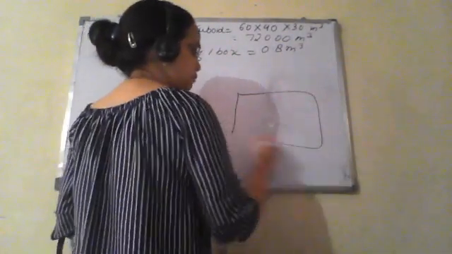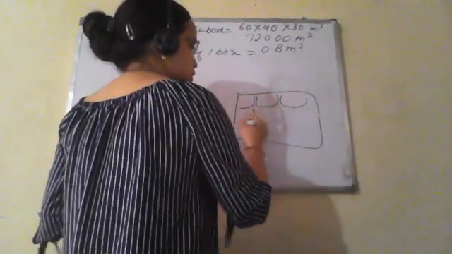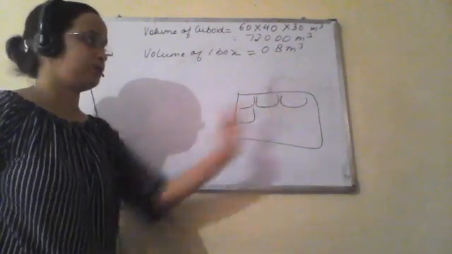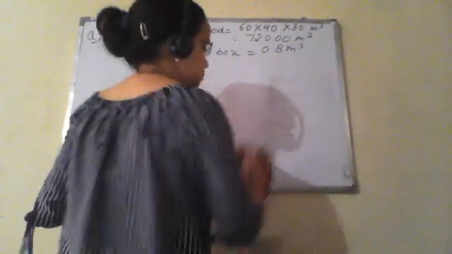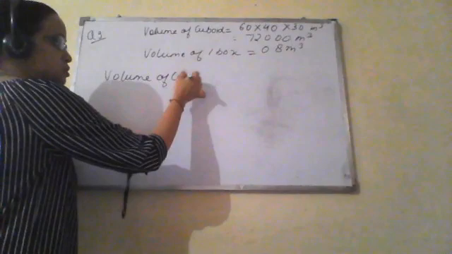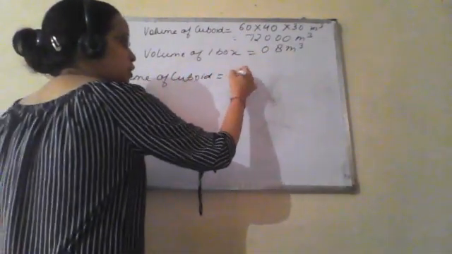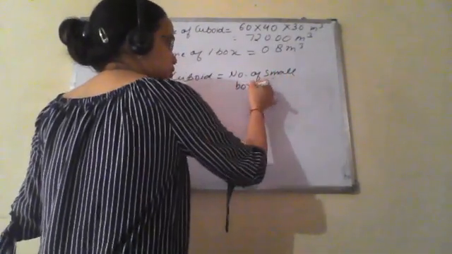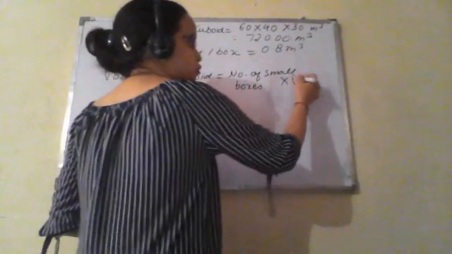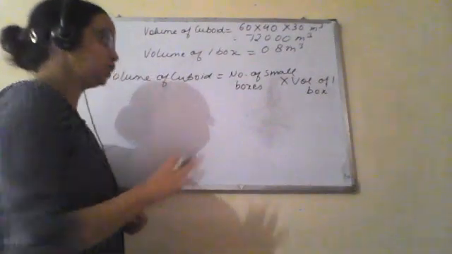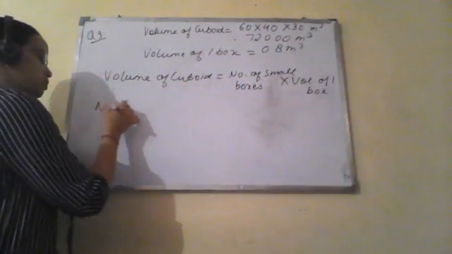Now we have to calculate the number of boxes. Suppose this is a big carton and I am filling boxes in it. So the total volume of these boxes will be equal to the total volume of the big cuboid carton. So this is the concept. So volume of the cuboid, or the big box, will be equal to the number of small boxes, means how many boxes there are, into the volume of one box.